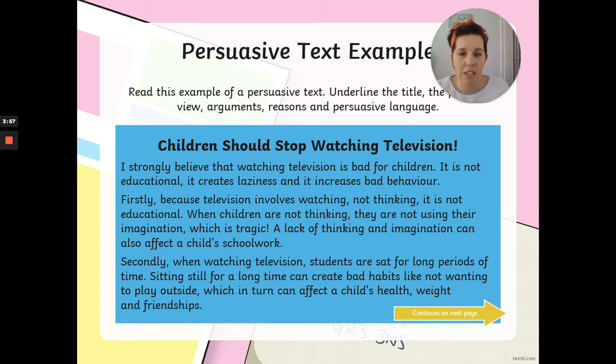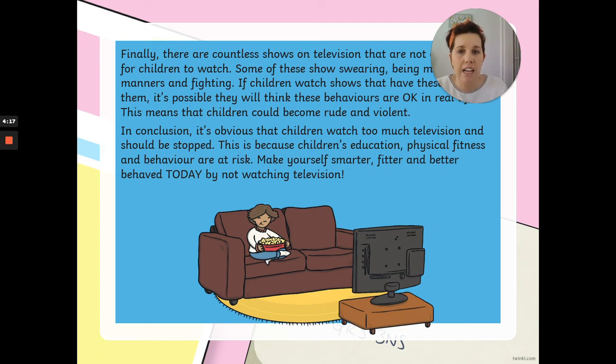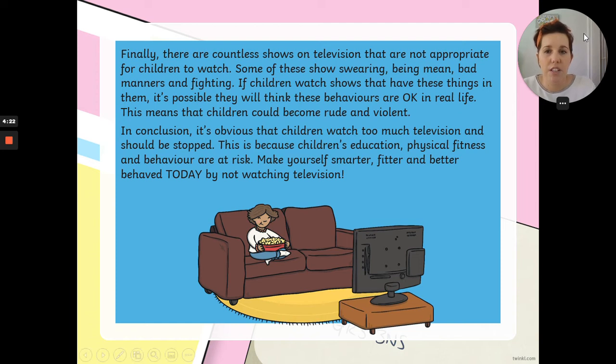A lack of thinking and imagination can also affect a child's schoolwork. Secondly, when watching television, students are sat for long periods of time. Sitting still for a long time can create bad habits like not wanting to play outside, which in turn can affect a child's health, weight and friendships. Finally, there are countless shows on television that are not appropriate for children to watch. Some of these show swearing, being mean, bad manners and fighting. If children watch shows that have these things in them, it's possible they will think these behaviours are okay in real life. This means that children could become rude and violent.